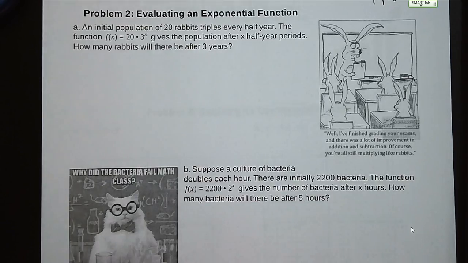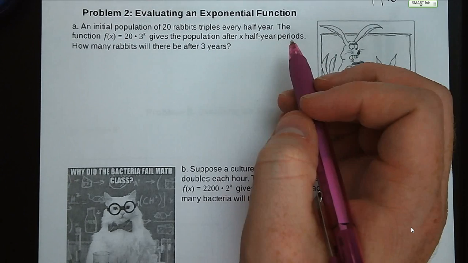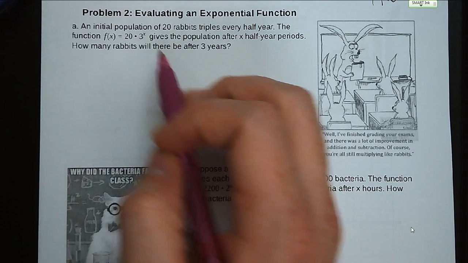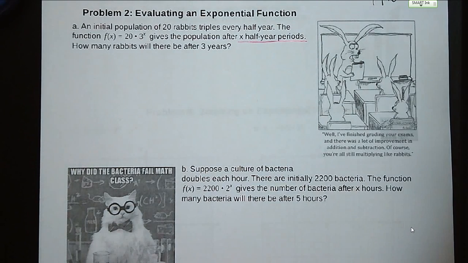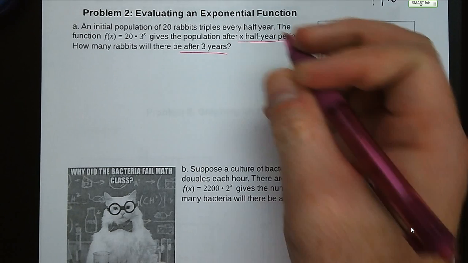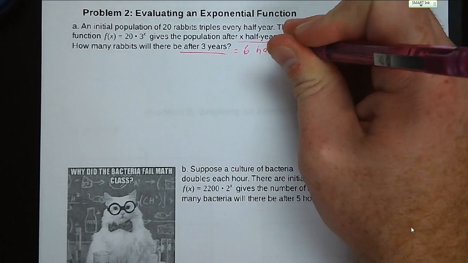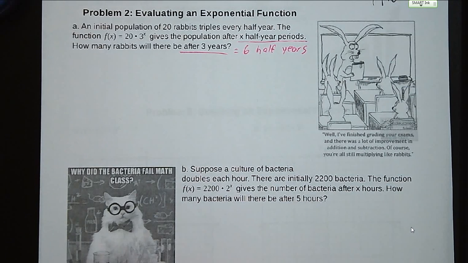So an initial population of 20 rabbits triples every half year. The function f of x is equal to 20 times 3 to the x power, gives the population after x half-year periods. And I want to know, how many rabbits will there be in this population after 3 years? Well, 3 years is going to be 6 half years, right, because if we've got 3 full years, 6.